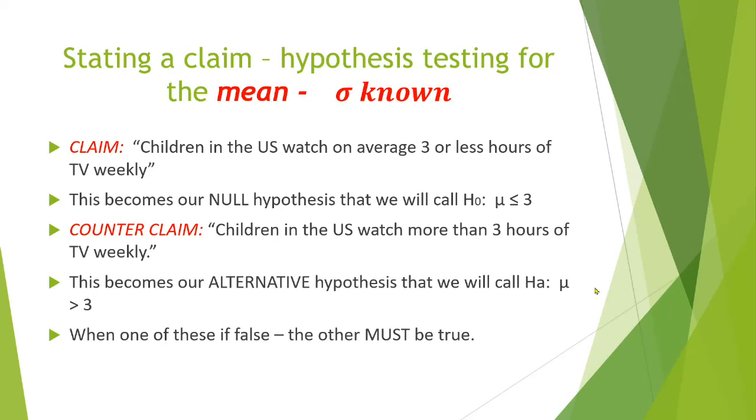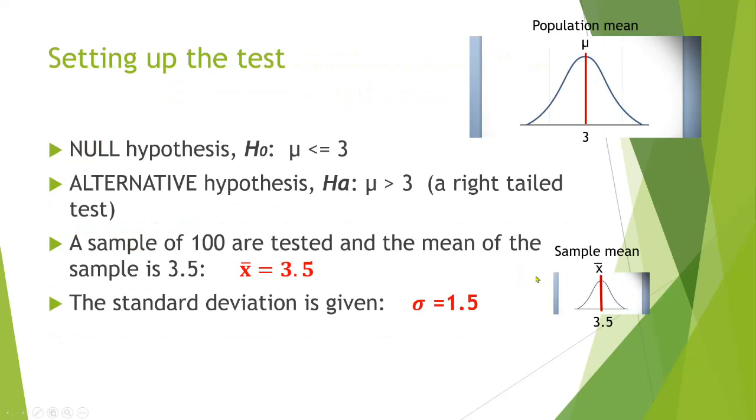Now, when one of these is false, the other must be true. Oh, if, I should say, is, by the way. So we're going to set up the test with the null hypothesis that we already stated and the alternative hypothesis, which we call H sub A. We're going to look at a sample of 100 children. We're going to test them, and we discover that the mean of that sample, x bar, is equal to 3.5, and the standard deviation of the population is given to us already as 1.5. So we have a sample mean, and we have the population mean.